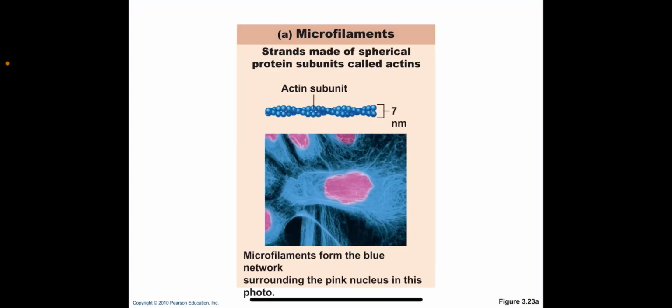So we can see it here. It is literally just little actin subunits all together. They're about 7 nanometers wide, and they are made of a spherical protein subunit called actin. You can see them here in blue. They surround the pink nucleus in this photo. So you can see all those blue little hair-like strands in that filament.